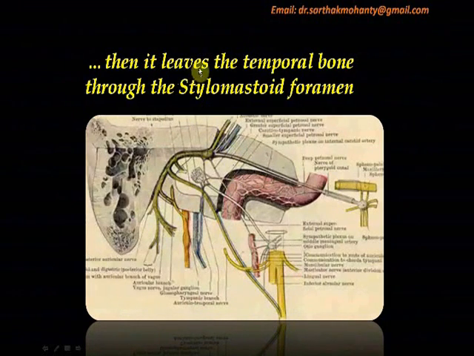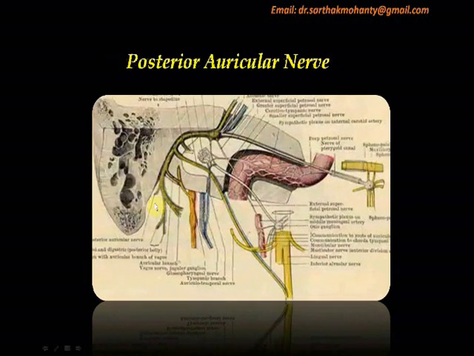Then the nerve leaves the temporal bone through the stylomastoid foramen. Here's the mastoid process and it's the stylomastoid foramen. The nerve emerges from the cranial cavity through this. Now from here starts the extracranial part. It gives several branches over here, rather two branches. One is the posterior auricular nerve, this one.